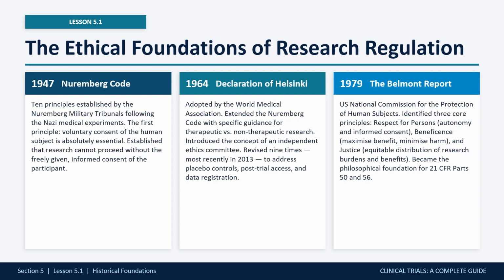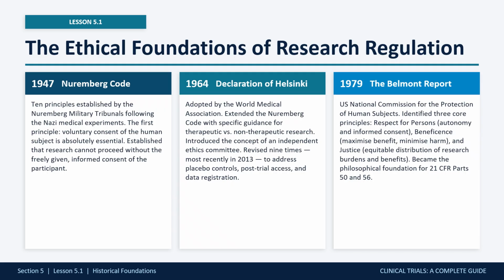In the United States, the Belmont Report of 1979 translated these principles into a framework for federal policy. Its 3 principles, respect for persons, beneficence, and justice, became the philosophical foundation for 21 CFR Parts 50 and 56, the regulations that govern informed consent and IRBs in U.S.